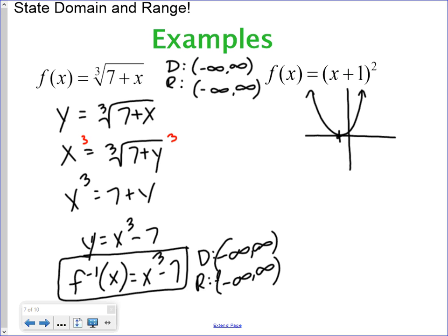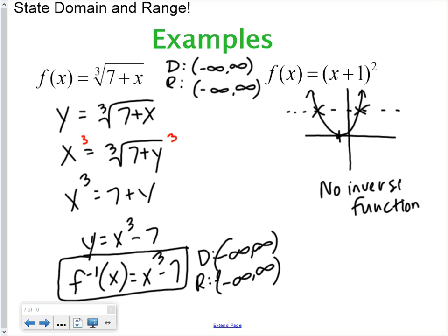Does this pass the horizontal line test? No. Does it have an inverse function? No. You're done.